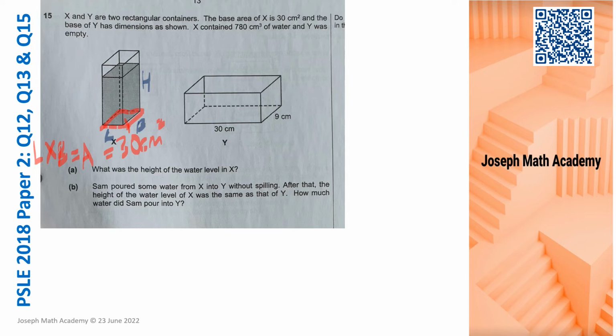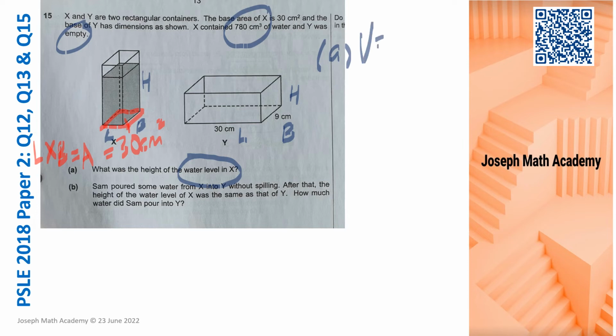That is for figure X. Now for figure Y, length is 30 cm, breadth is 9 cm, and height is unknown. Okay, now we are told that container X had 780 cubic cm of water and Y was empty. So let's find out the height of the water level in container X, which is very easily done using the formula length times breadth times height equals volume.